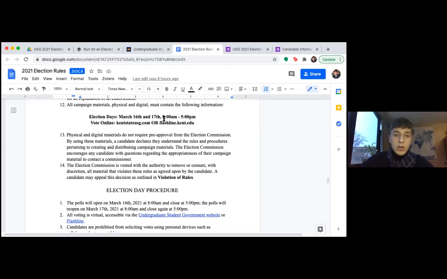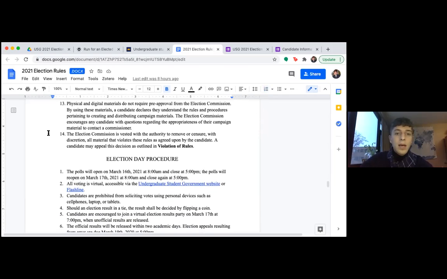All campaign materials, physical and digital, must contain the following information. It's pretty straightforward. You're going to put that on everything. You'll want to do that anyway so that people know when the election is and how to vote. The materials you create don't require pre-approval. We expect that they're going to follow the rules. If we find that they don't, that's when we start to experience problems and we'll go up to the violation of rules above and follow that process.